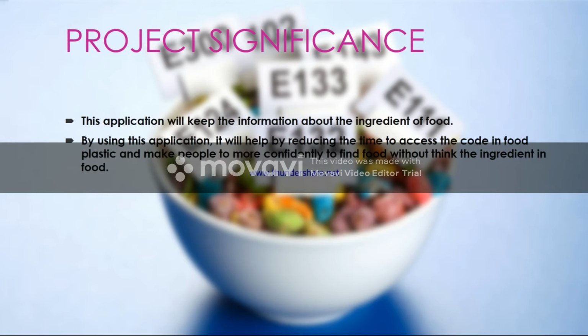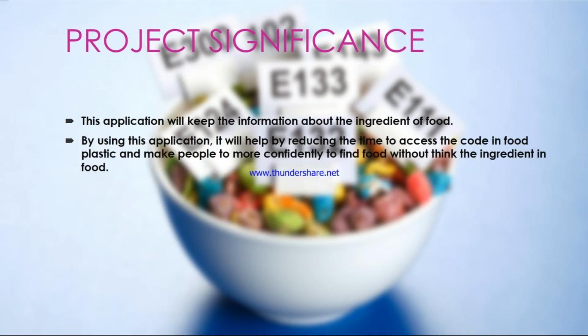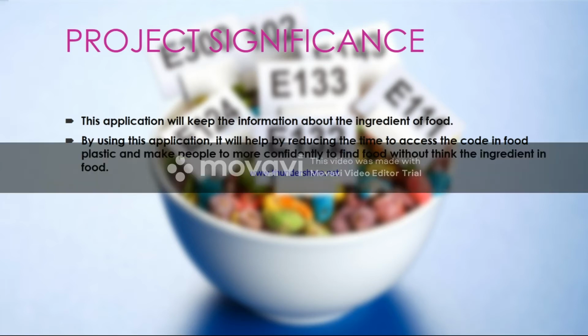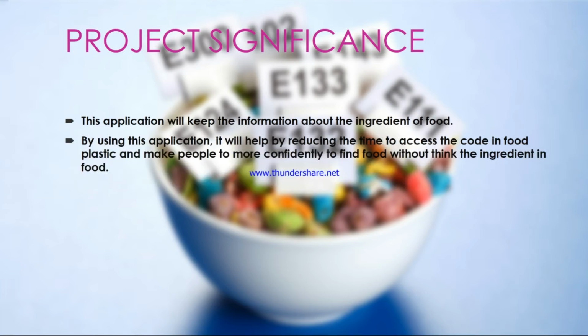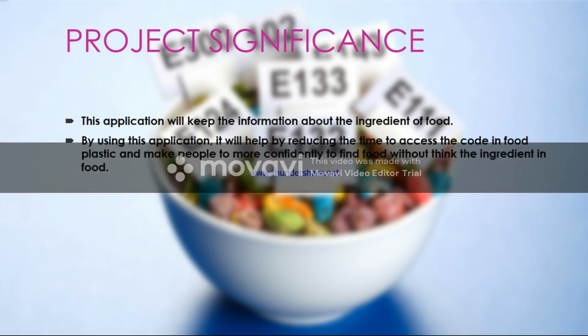Moving to project significance. For this part, the E-code Food System application will give a lot of benefit to all users when they want to know the ingredients of food based on the code list. This application will keep the information about the ingredients of food, and by using it, it will help by reducing the time to access the code on food plastics and make people more confident to find food without worrying about the ingredients in food.